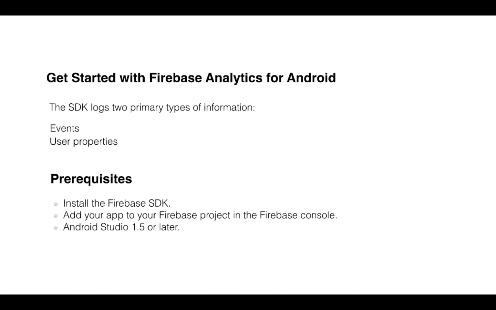Let's get started with Firebase Analytics for Android. The SDK logs two primary types of information: events and user properties. Events are user actions on the mobile application, such as click events and other activities. User properties are the segments that define our user base, such as demographics and languages.